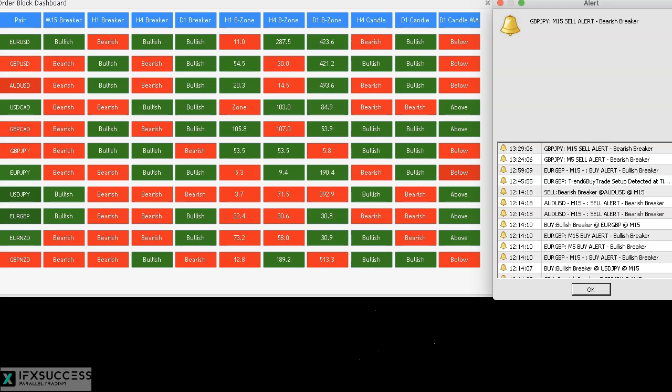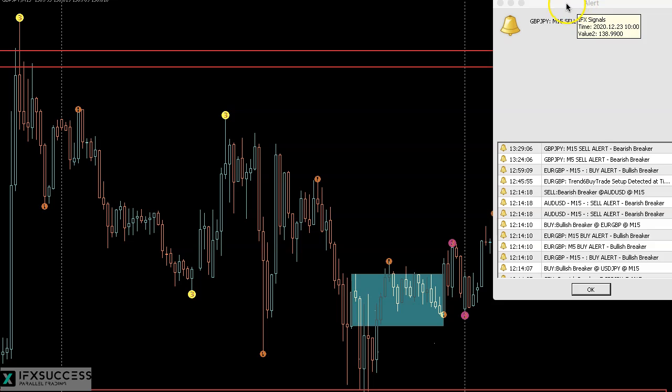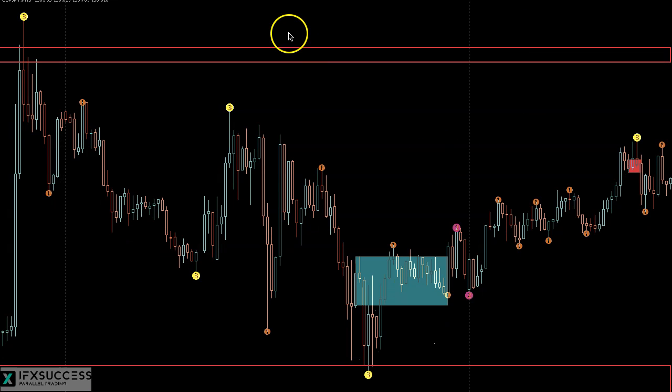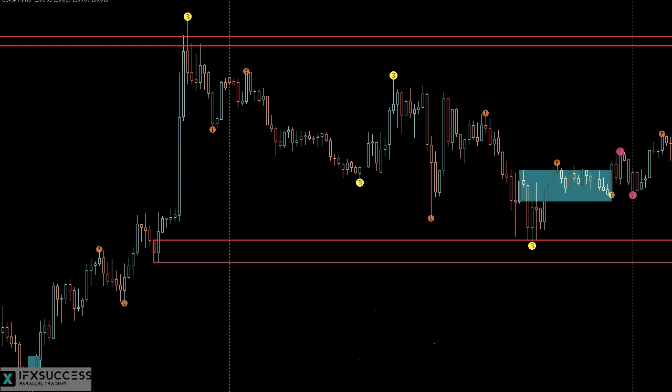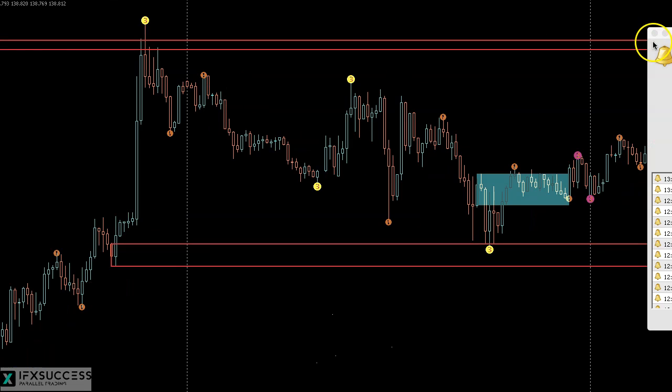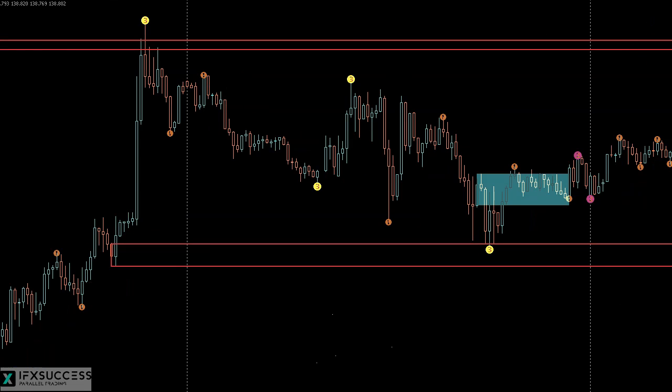So let's take a look at pound yen just to analyze it and see what is going on. I'm going to open pound yen and move this to the side. So take a look in here. Pound yen.